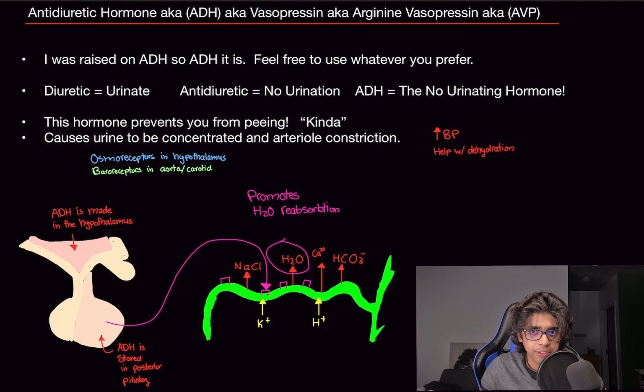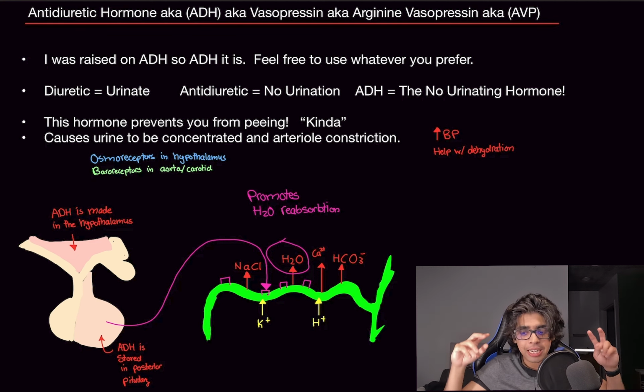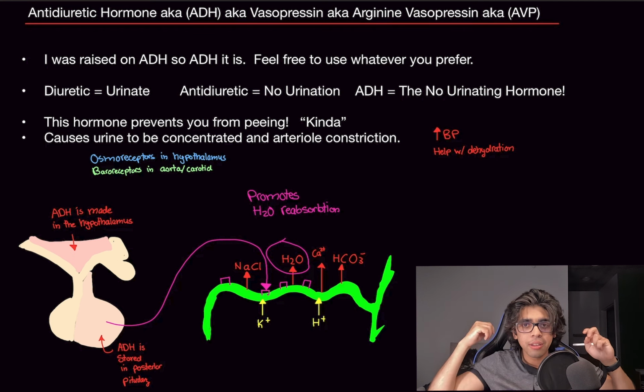The first thing we need to figure out is what does diuretic actually mean, right? If you don't know what diuretic means, you probably won't even know what antidiuretic hormone does. Diuretic means to urinate. For example, when you drink coffee, you probably realize that you have to go to the bathroom like 30 minutes later. Caffeine is a diuretic. It makes you urinate. So anti means basically no urination, so this is technically the no urinating hormone in a way.